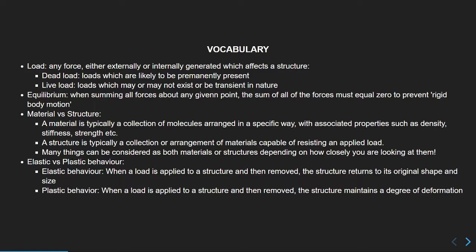And then we have elastic versus plastic behavior. Elastic behavior, this is when I need some of my pasta.